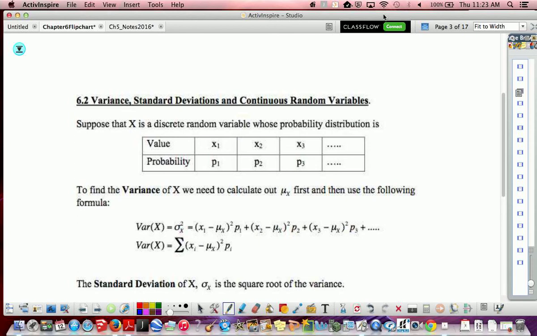So today what we're going to do is, yesterday we talked about a discrete random variable, then we calculated out its mean. It's the average or the expected value. What would we expect to get if we selected one person or one item from our random variable? What's the average amount or the average value that that person would get?